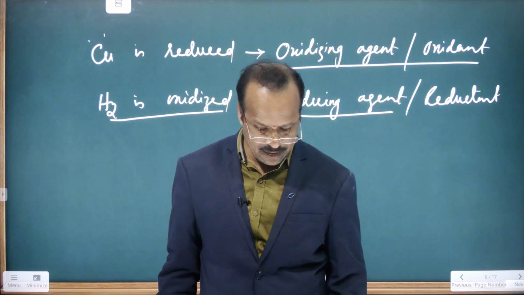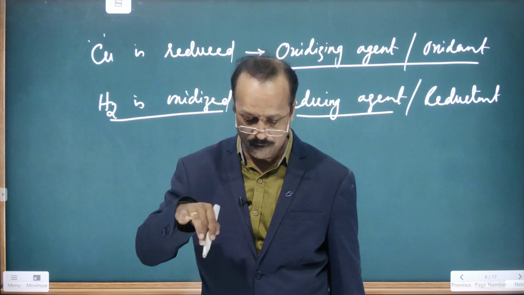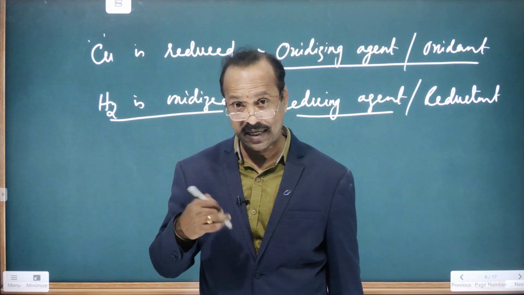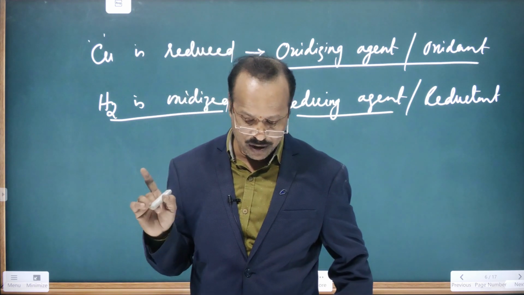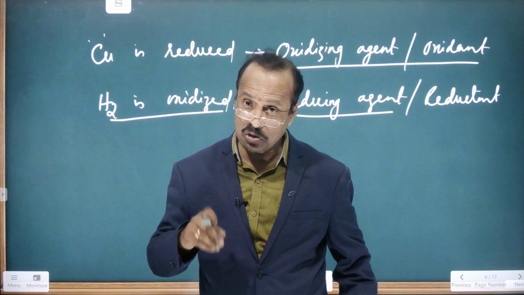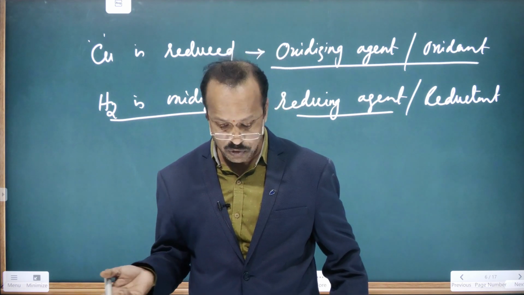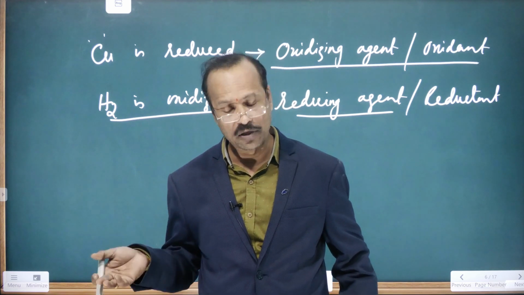Now once again I read the definition from page number 76. The substance which gains electrons or which undergoes reduction. Gaining electrons means it is undergoing reduction. Such an element is called what? Oxidizing agent. Now the reducing agent: the substance which loses electrons. Losing electrons means it is undergoing oxidation. Which is undergoing oxidation is called a reducing agent.